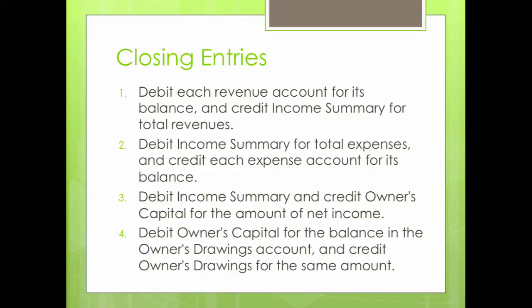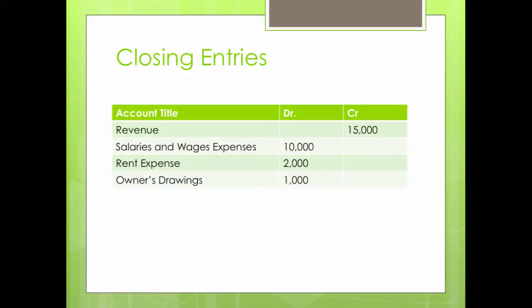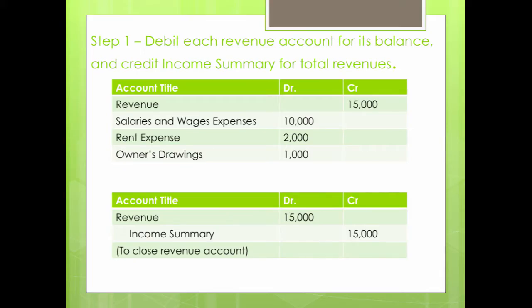And so what I'm going to be doing is showing you an example that would walk you through these 4 steps. To illustrate this, here we have balances for temporary accounts. Remember that we only close temporary accounts, which consist of all revenue accounts, all expense accounts, and the owner's drawing account. So this gives you a balance for each of those temporary accounts that we must close.